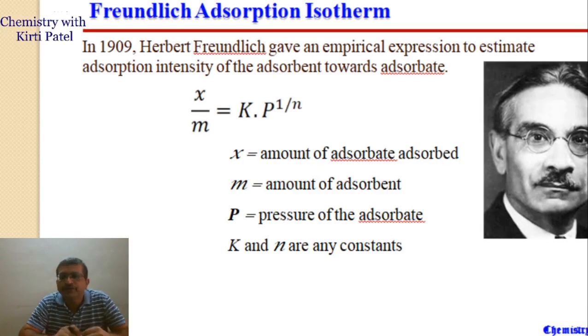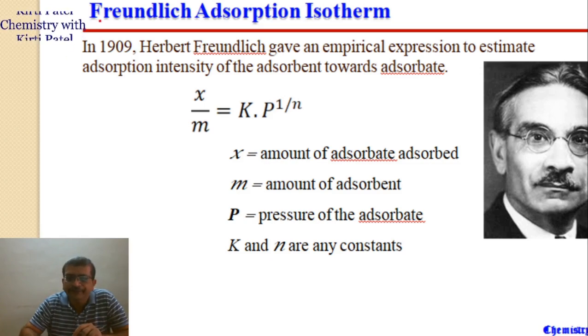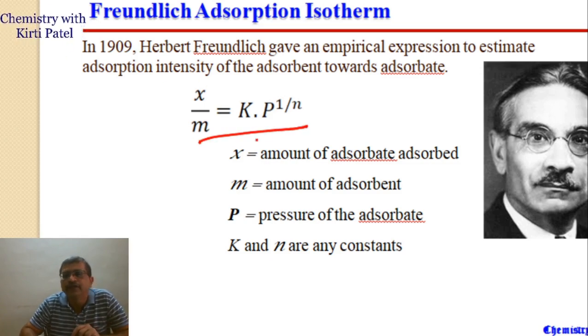Now to recapitulate it, the Freundlich adsorption isotherm was given in 1909 by Herbert Freundlich through an empirical equation, which he obtained by a series of different experiments where different types of gases were adsorbed on different surfaces. From those experiments, he gave the equation x by m equals k into p to the power of 1 by n, an empirical expression to estimate the adsorption intensity of the adsorbent towards the adsorbate.